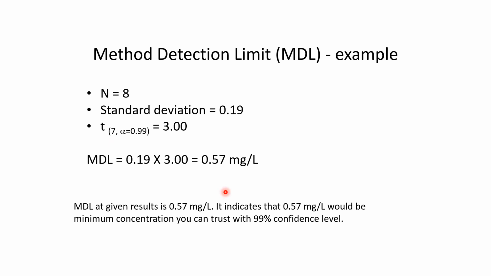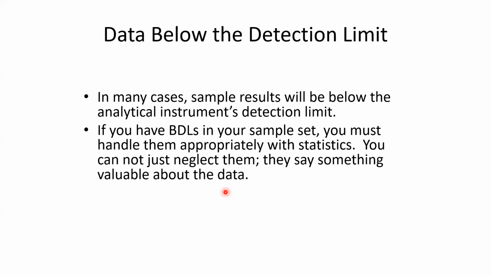What that means is if you get a concentration of 0.57 and above, it can be trustworthy. But if you get a concentration below 0.57, you cannot really trust that number. You have to take it as below detection. A machine will give you a number, but that number does not really make any sense.